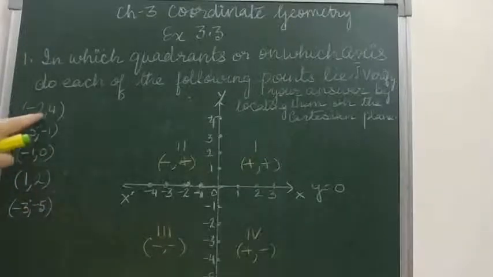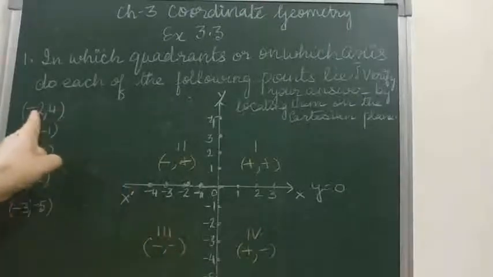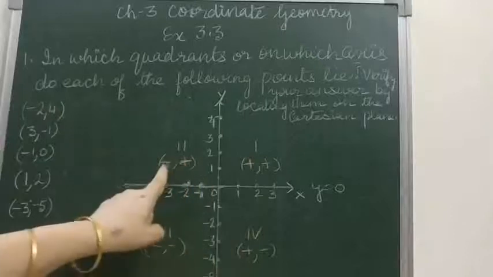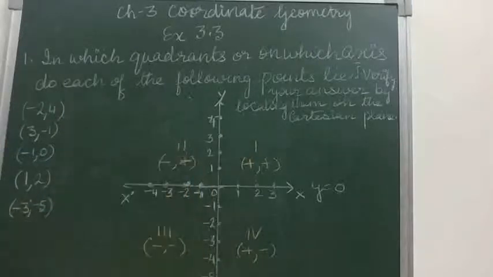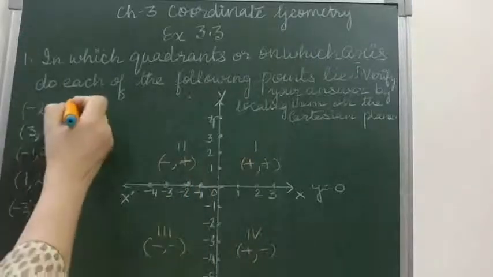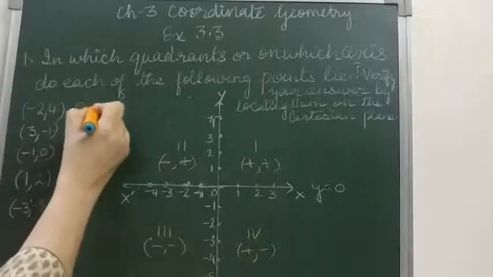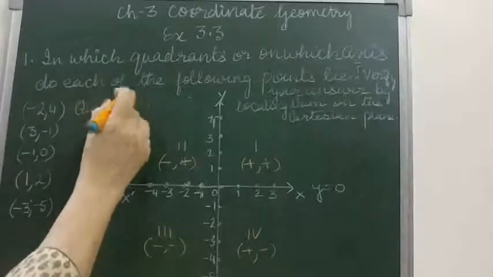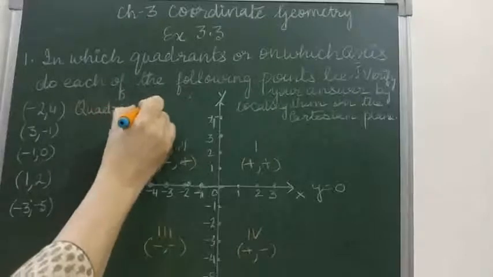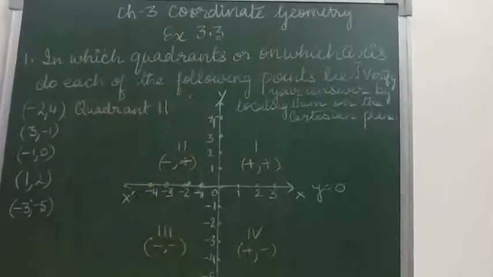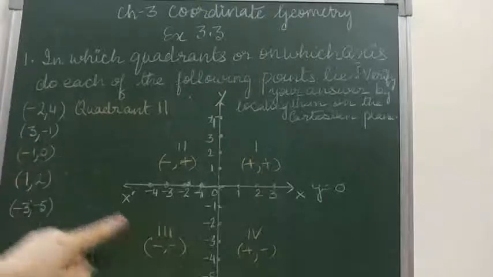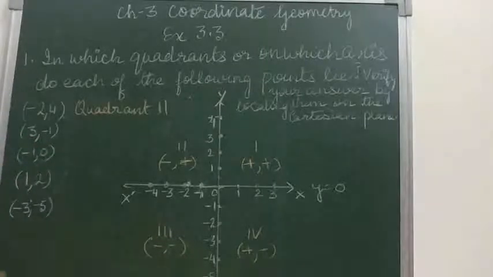Now -2 and 4, that means x is negative, y is positive. So negative and positive, second quadrant. That means the point is lying in quadrant 2. Okay. Next, x positive, y negative, so it lies in quadrant 4.